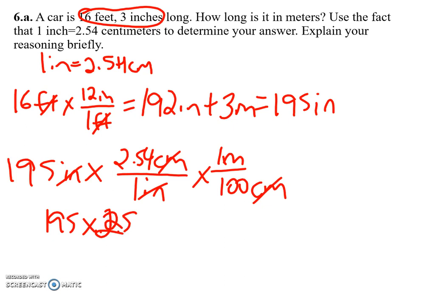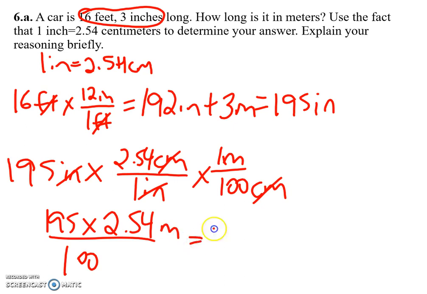Here, let me erase that, make it a little bit easier to see. 2.54, and all of that over the 100. And I know that this would also be meters times the 1 meter. And when I get 4.953 meters.